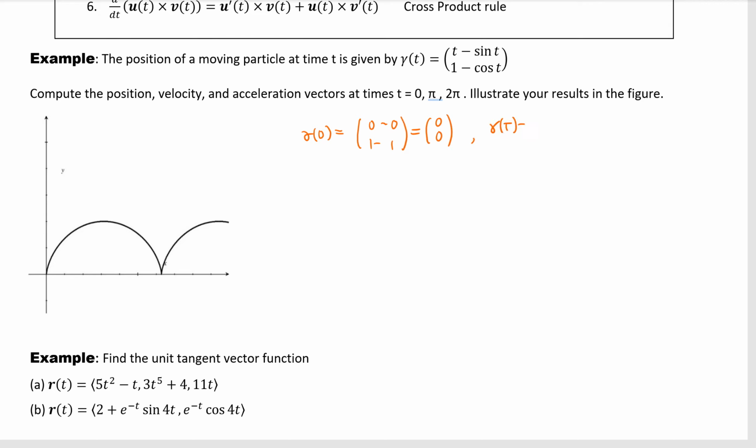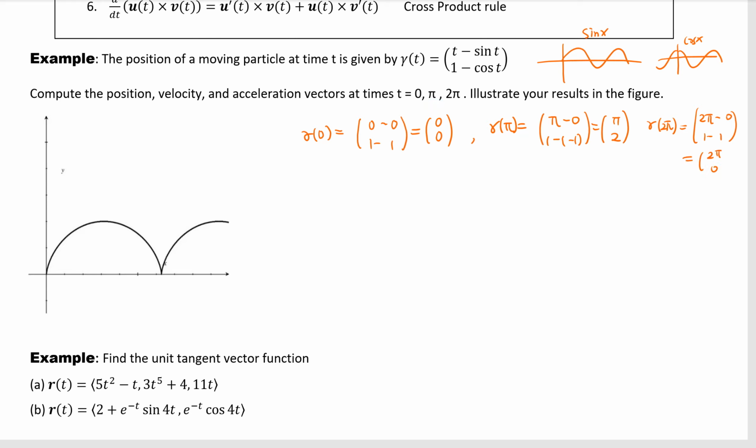And gamma of pi: pi minus sine pi. What does sine look like? Like this. What does cosine look like? Like that. So sine of pi is 0, but cosine of pi is minus 1, so we get (pi, 2). How about gamma of 2 pi? Well, 2 pi minus sine 2 pi is 2 pi, and 1 minus cosine 2 pi is 0. So we get (2 pi, 0).